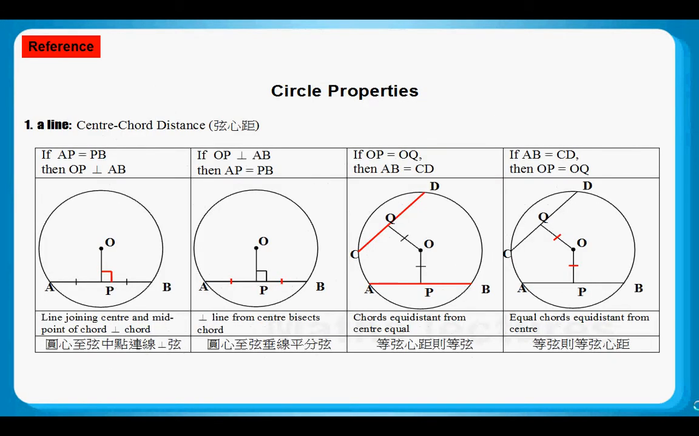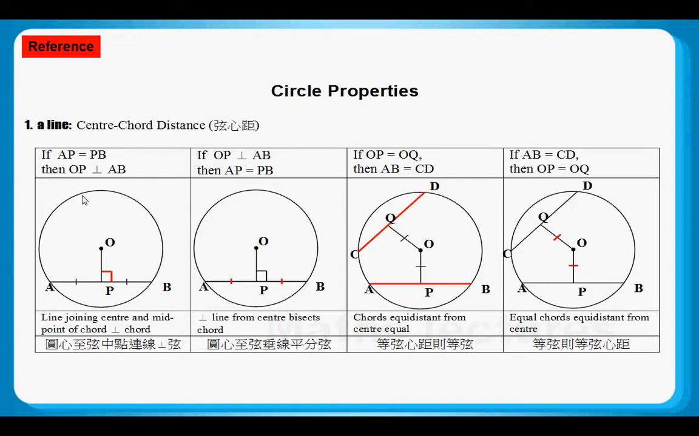The question is talking about circle, and we need to use circle properties. Here, I just make some lines for you to memorize the circle properties. For me, I will use 1, 2, 3, 4, 5 to memorize all the properties under circle. Okay, let's start with 1. 1 is the line, center chord distance. I will use this logic to help me to memorize the first two knowledge of circle properties.